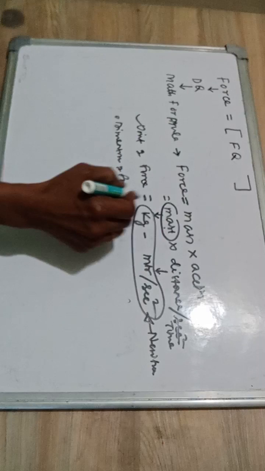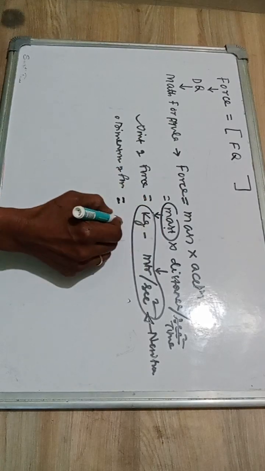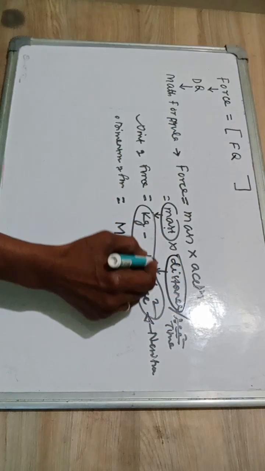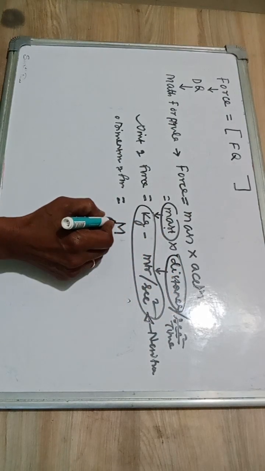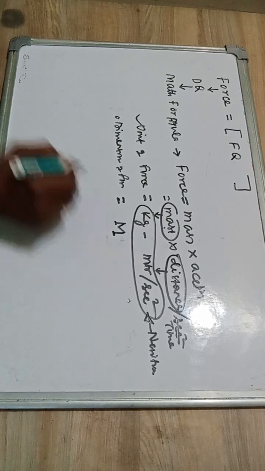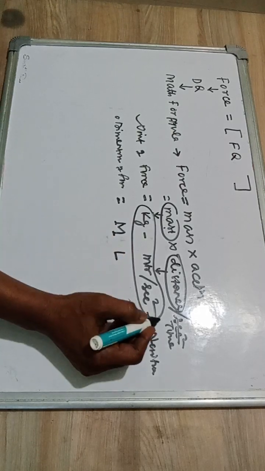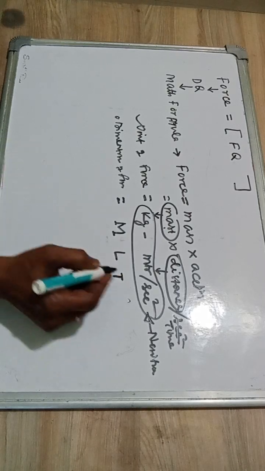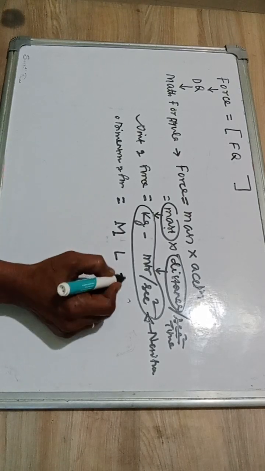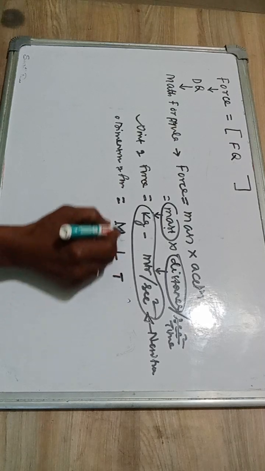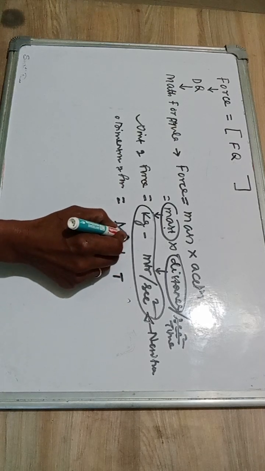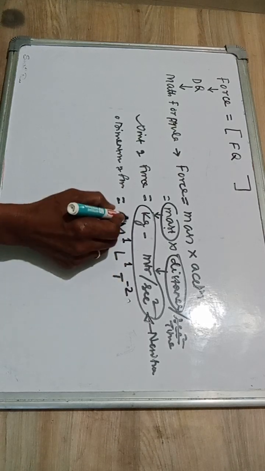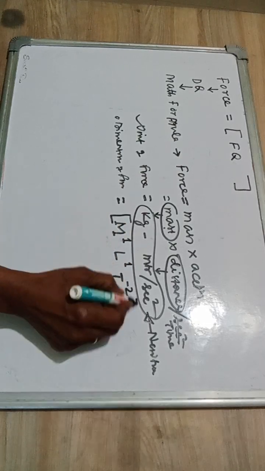Now, once we find out the dimension of force, instead of taking the unit of mass, we will be taking the dimension of mass, M. The dimension of distance is termed length, L, and for time it will be T. Here, M power 1, L power 1, and T power minus 2, and all are expressed within a square bracket.